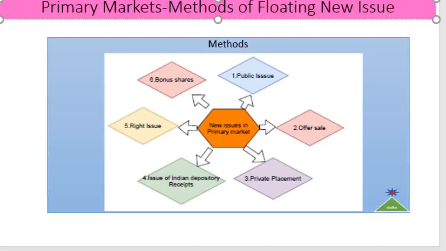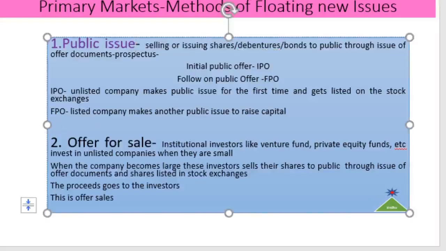Various methods of floating new issue are: first one, public issue; second one, offer for sale; third one, private placement; issue of Indian depository receipts; rights issue; then bonus shares. These are the various methods used for floating of new issues or methods of floating of securities in the primary market. The first method of floating in primary market is the public issue.